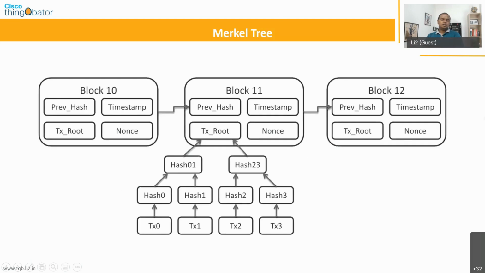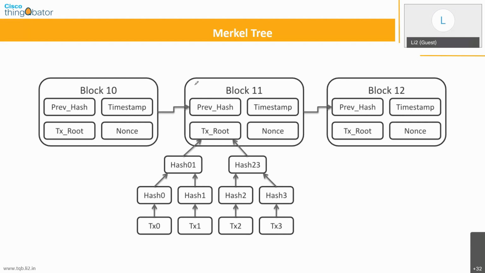This is how a simple Merkle tree looks. So we have a small part of a blockchain, let's say, which has up to 12 blocks. We are showing three blocks out of the blockchain, the last three blocks of the chain, which are block number 10, 11, and 12. This particular block, if you see, consists of the previous hash, the timestamp, the transaction root, and the nonce.